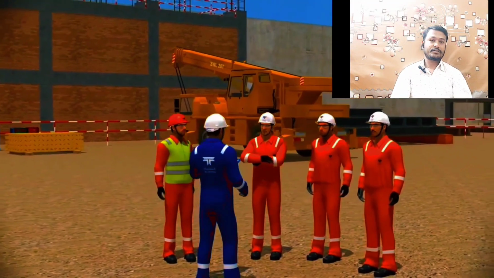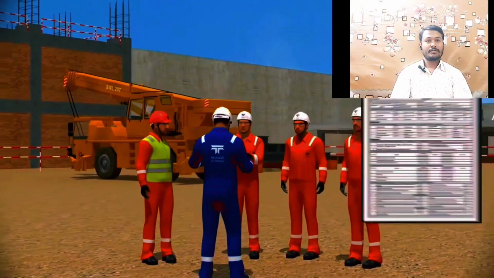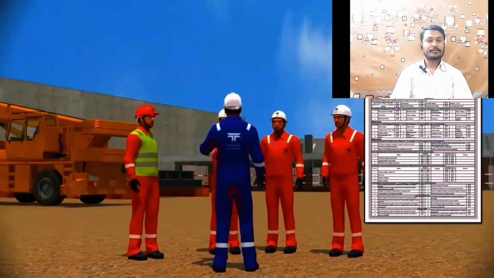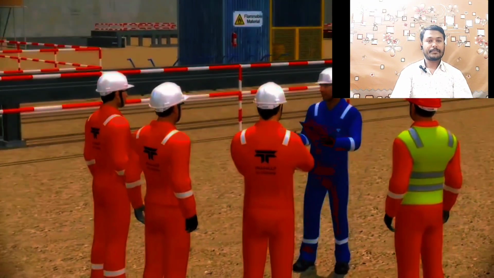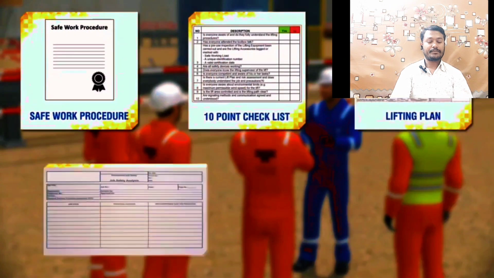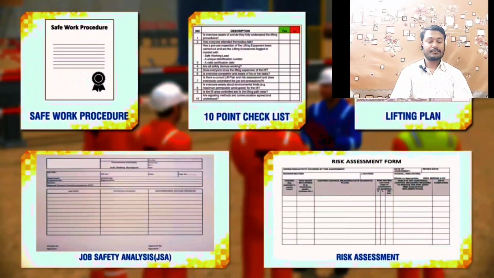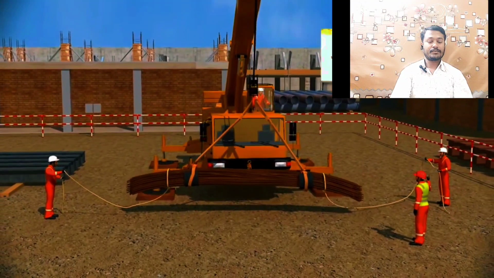Before starting the work, a permit has to be issued in accordance with the safety norms of the company. Also, ensure that safe working procedure contains the 10-point checklist, lifting plan, job safety analysis, risk assessment, and personal protective equipment.